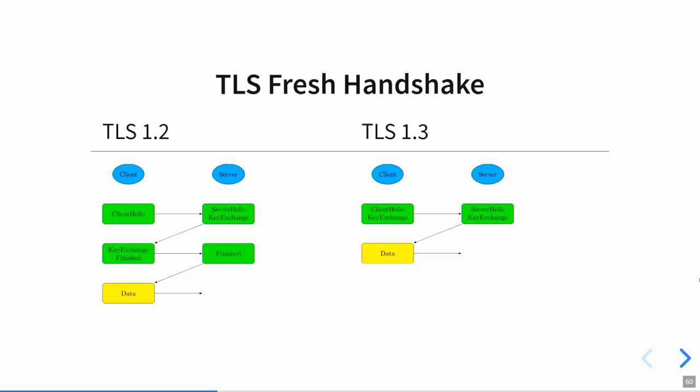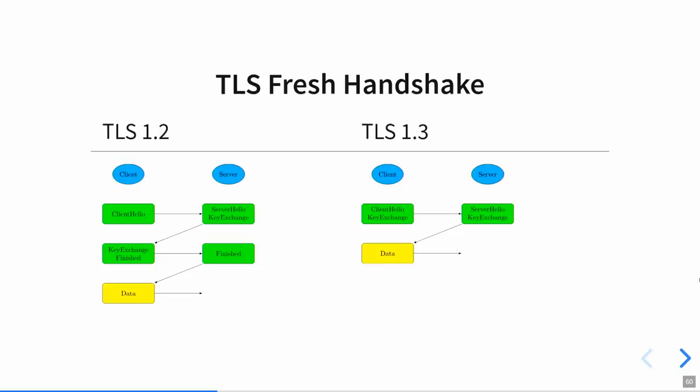In TLS 1.3, we have compressed this all a bit. The client sends its client hello and immediately sends a key exchange message. And then the server answers with its key exchange message. And a few more things that I left out for simplicity, but the important thing is that with the second message, the client can already send data.